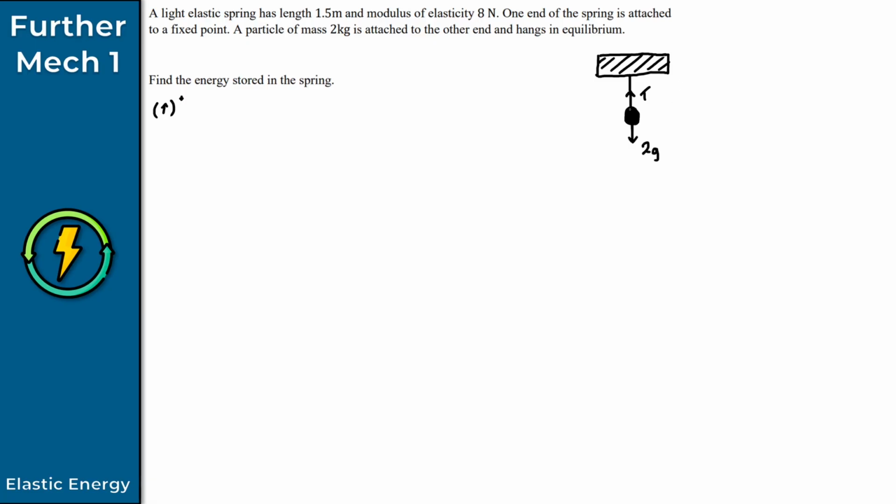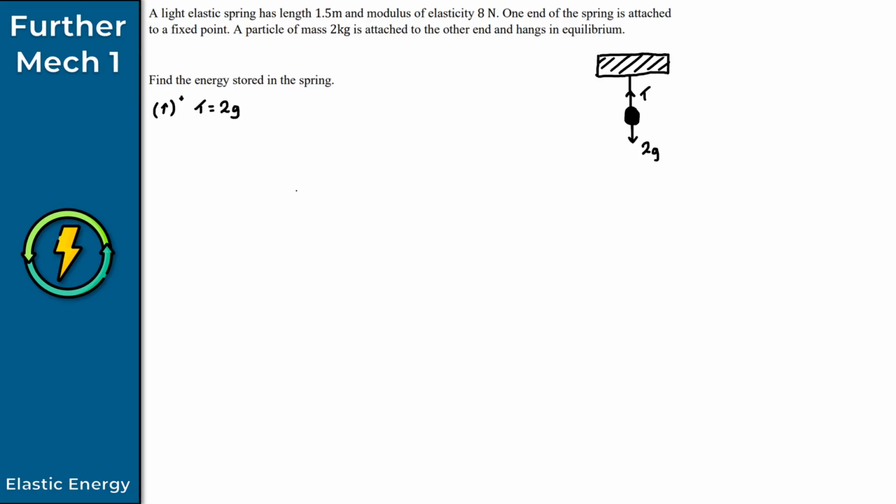So forces acting upwards will be equal to forces acting downwards. Just basic A-level maths and A-level mechanics here, or mechanics from A-level maths, I should say. So in that case, T is equal to 2g. Very basic stuff. But what we can now do, because it's an equilibrium problem, is use the fact that T, the tension here, is equal to lambda times x divided by L.